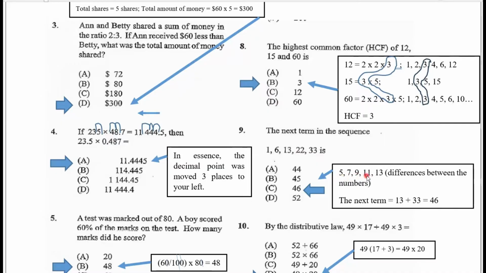So the next difference will be what? If you're going in twos, what's 2 added on to 11? You get 13. And you just add 13 back to 33 and you get 46.